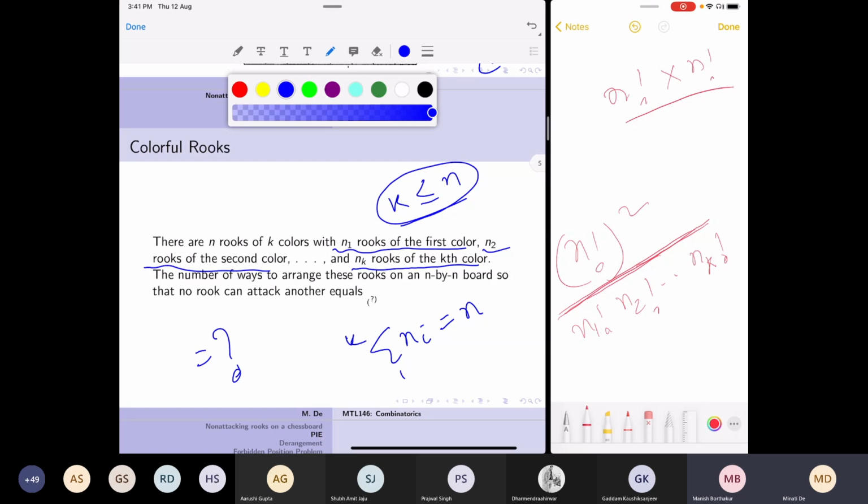n1 rooks are of the same color, n2 rooks are of the same color, and so on. That's why we'll have to divide this to neutralize all those cases.